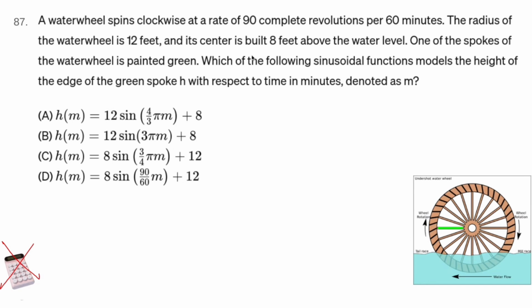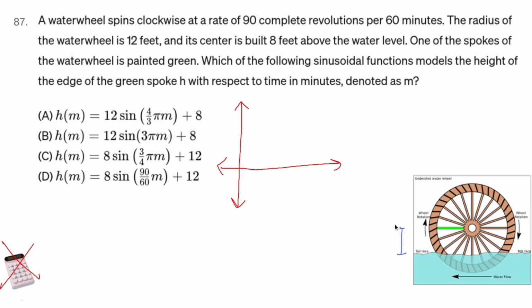I'm not given any points here, so I'm not going to use sine reg. So I'm going to use my human calculator, my brain. Now, I like to create a picture whenever I deal with these and use that picture as my guide. What do I have? Well, the green spoke is right here at the middle. Okay, so I have a midline, and my midline is 8 feet above water level.